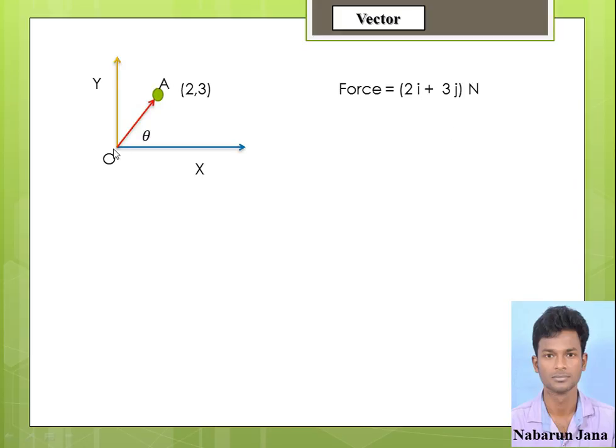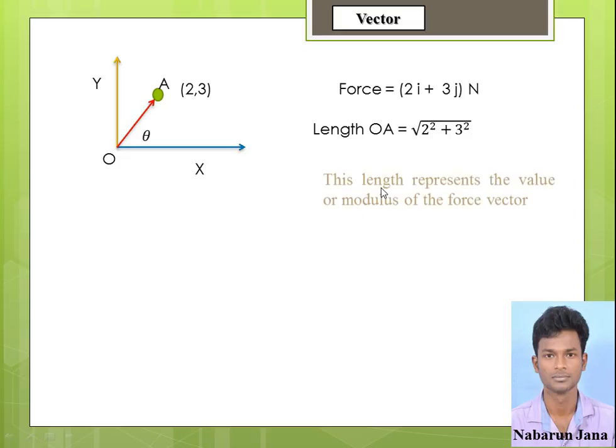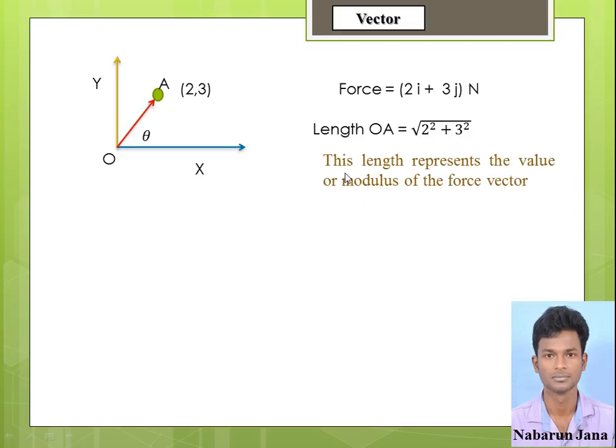Can you find the length of this force? Yes, it is OA. OA means root under 2 square plus 3 square. Carefully read it. This length, root under 2 square plus 3 square, represents the value or modulus of the force vector.